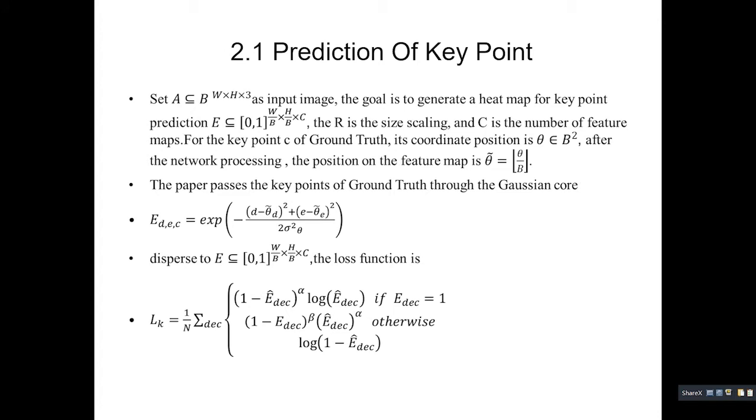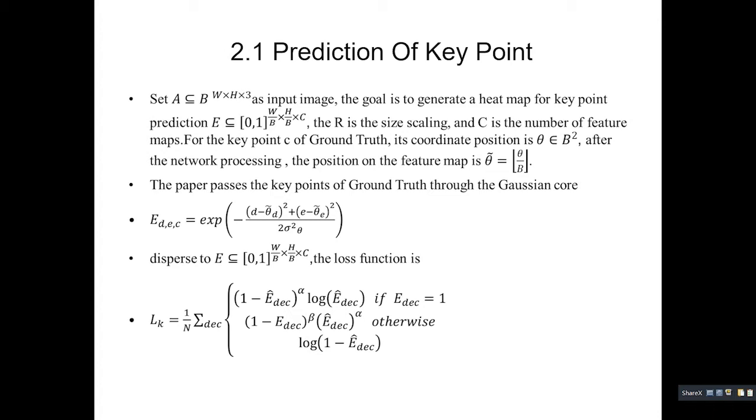Predicting of key point. The input is an image, and the goal is to generate a heat map for key point prediction. R is the output stride, and C is the number of feature maps, one for each key point class. For a ground truth key point, its coordinate position is given by the formula.